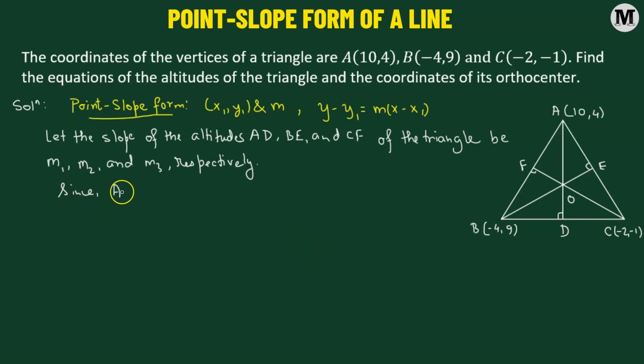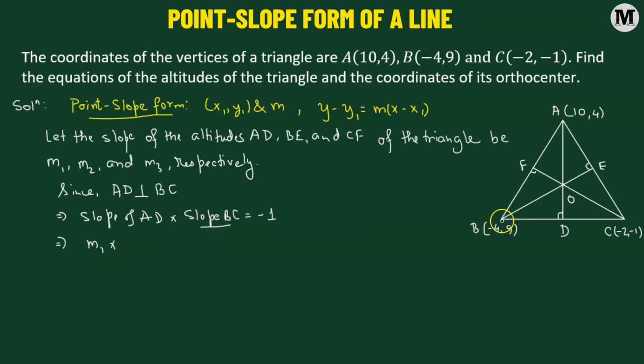Since AD, this is the altitude of the triangle, is perpendicular on the side BC of the triangle, this implies that if we take the slope of AD and multiply it with the slope of BC, then the product is always going to be equal to -1. So that's a property of straight lines. So here the slope of AD, which we have defined as m1, times the slope of BC. Now we have to find out the slope of BC.